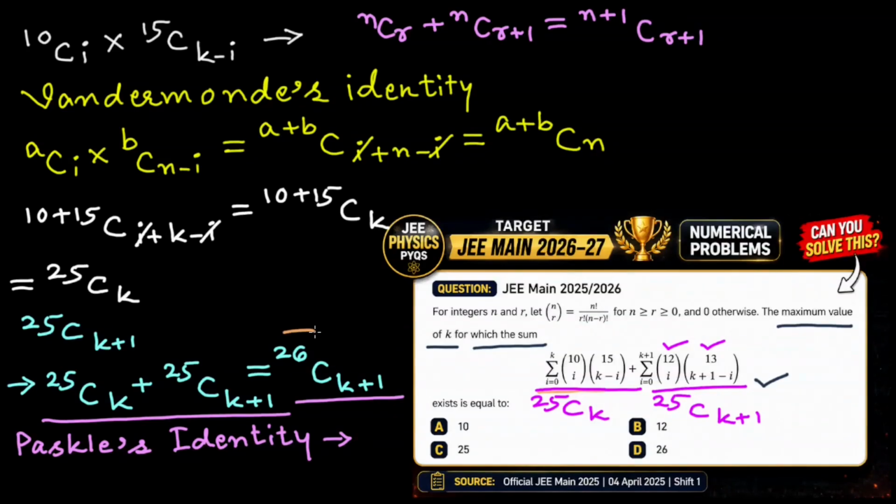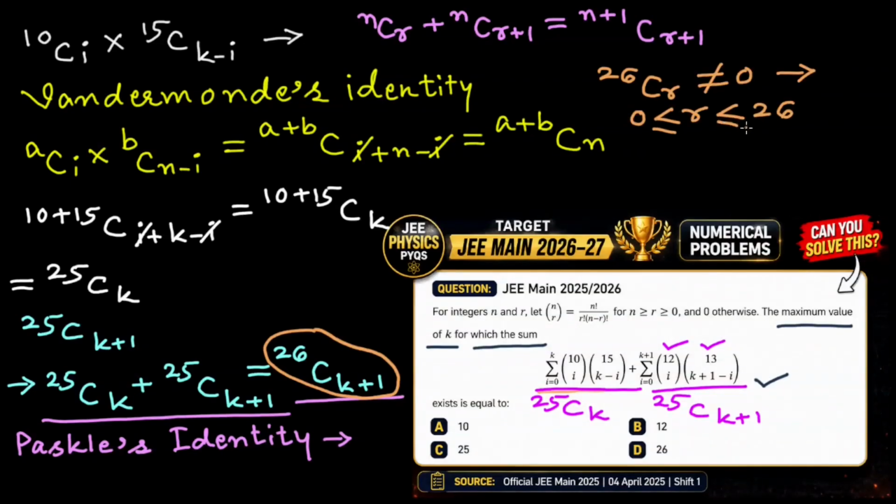Now we have this 26C(k plus 1), and a binomial coefficient 26Cr is non-zero only when r lies between 0 and 26 inclusive. Therefore, k plus 1 must be at most 26, that is, less than or equal to 26. Hence, k is less than or equal to 25. Therefore, the largest possible value of k is 25.